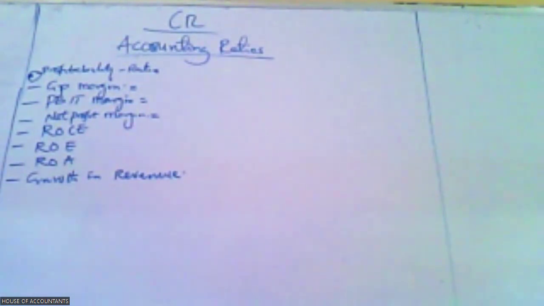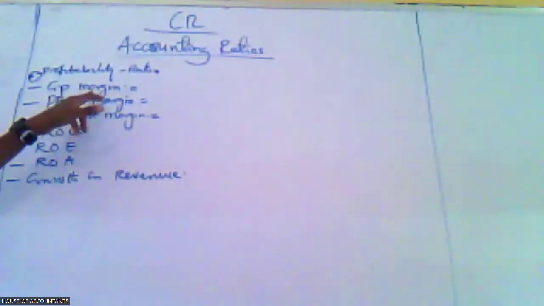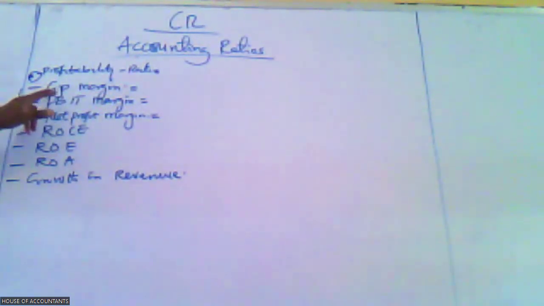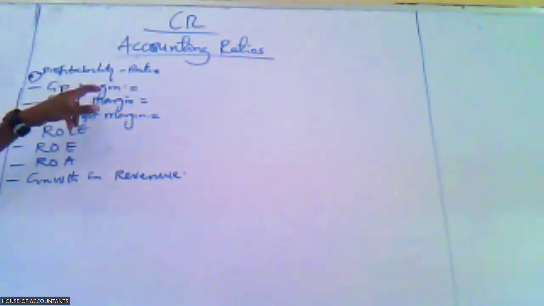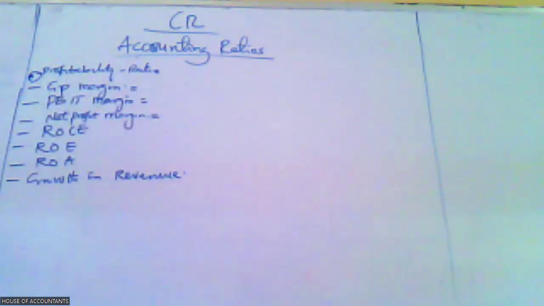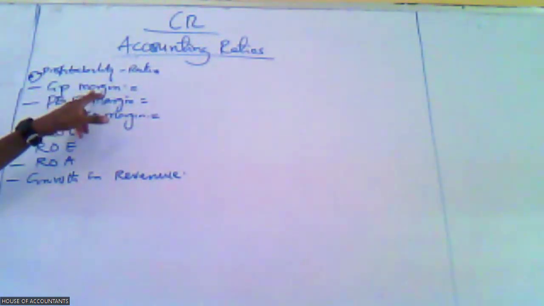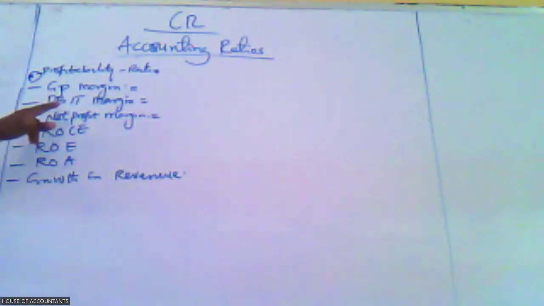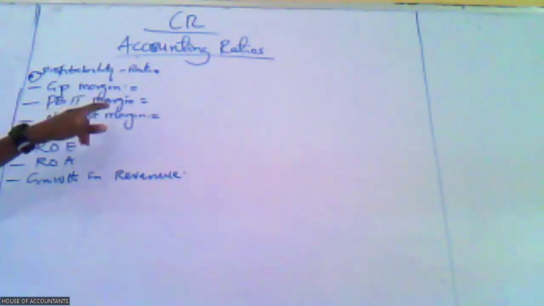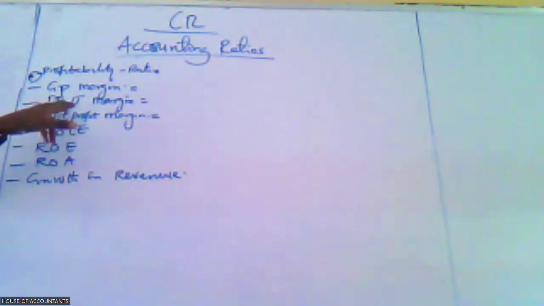To calculate gross profit margin, from the word alone, you will derive the formula. Are you getting it now? This one is talking about gross profit margin. Margin is talking about revenue, and this is gross profit. So it means gross profit over revenue multiplied by 100%. Are you getting that? Gross profit divided by revenue multiplied by 100%. When we're talking about PBIT margin, it's talking about profit before interest and tax over revenue multiplied by 100%.